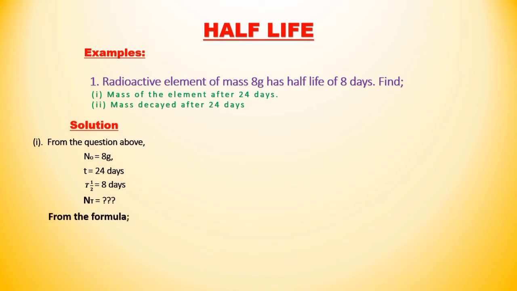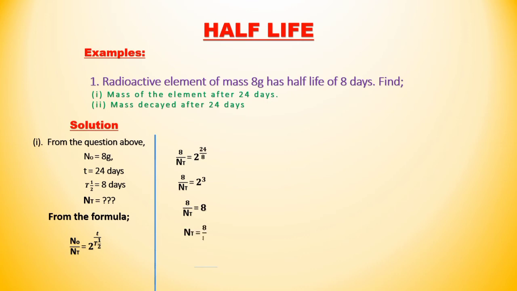Now from the formula, N0 over Nt is equal to 2 to the power of t over half-life. The original is 8, so 8 divided by Nt is equal to 2 to the power of 24 divided by 8. 24 divided by 8 is equal to 3, so 8 divided by Nt is equal to 2 to the power 3, and then 8 over Nt is equal to 8. When you multiply by Nt and divide by 8, you get 8 over 8, and then Nt becomes 1 gram.